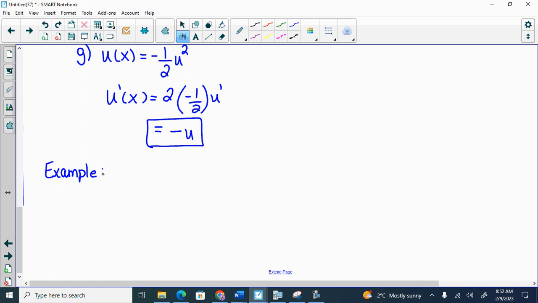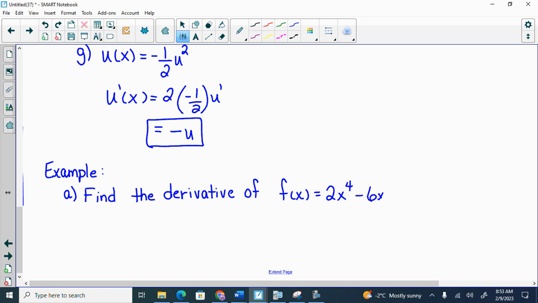Okay, the next example involves differentiating a polynomial function. So A is find the derivative of, I hate the word find, but we use it all the time, so I'll use it. It should be determine. Find, here it is. Found it. Find the derivative of f of x equals 2x to the 4 minus 6x squared plus 2x minus 3.